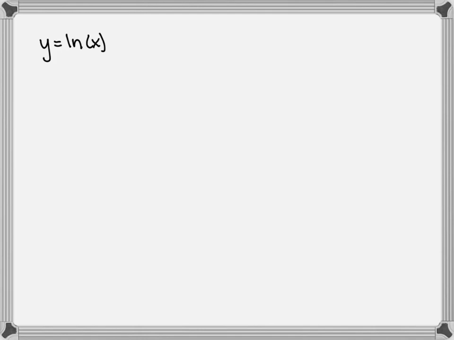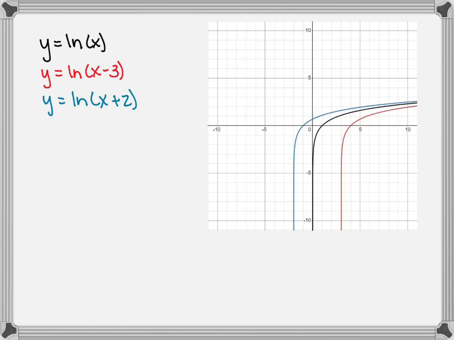Okay, let's look at a few more graphs. We have y equals the natural log of x, y equals the natural log of x minus 3, and y equals the natural log of x plus 2. Here we can see all three of these graphs on the same coordinate plane with the parent function graphed in black again. And the attributes of the parent function are vertical asymptote at x equals 0, an x-intercept at 1, 0, a domain from 0 to infinity, and a range of all real numbers.